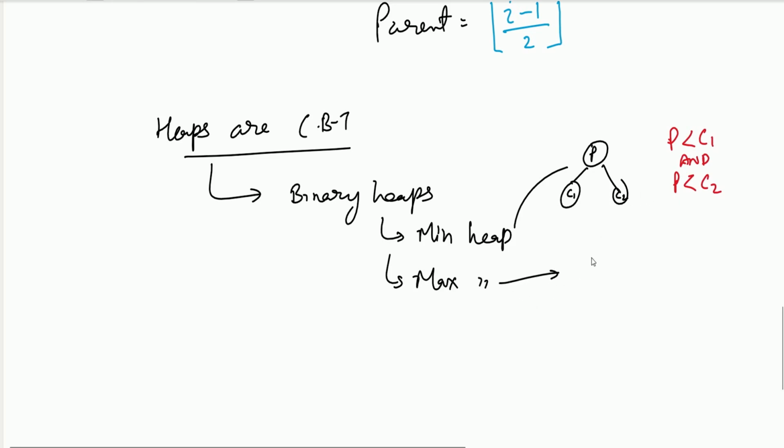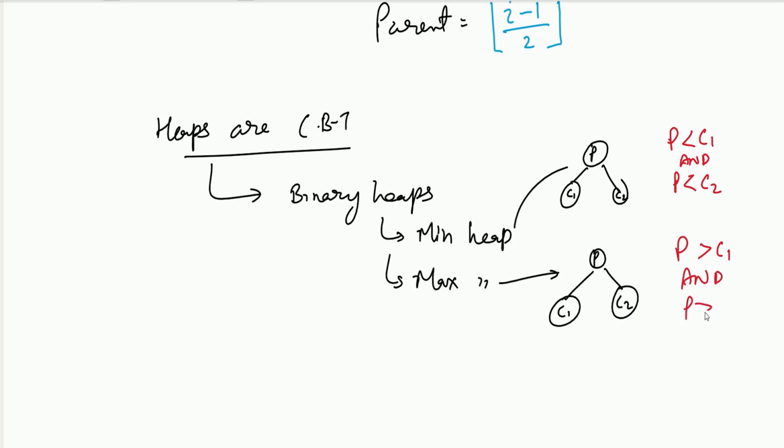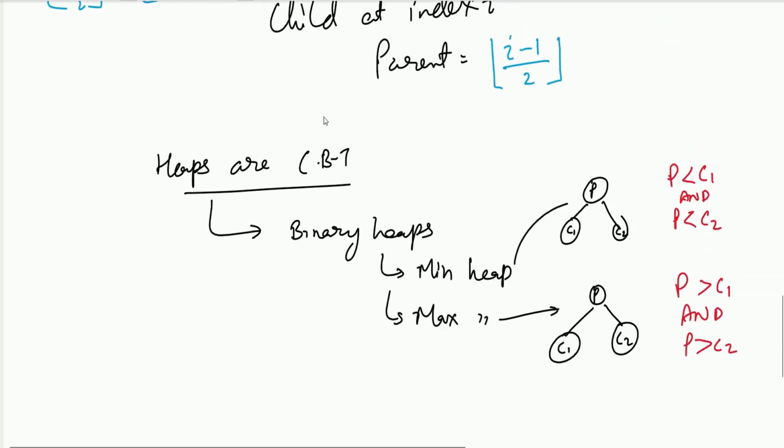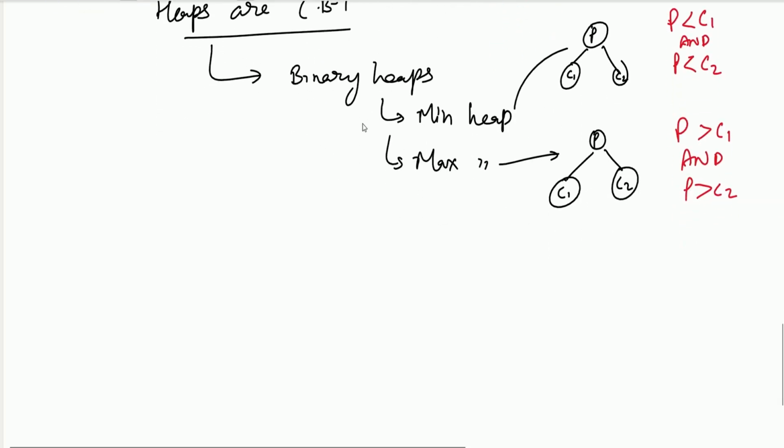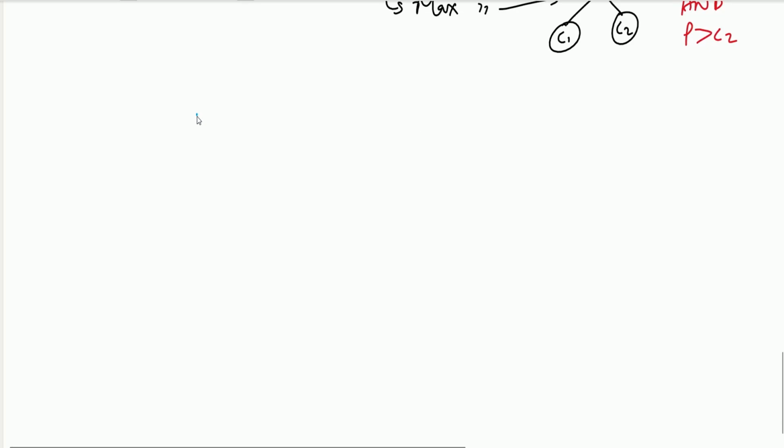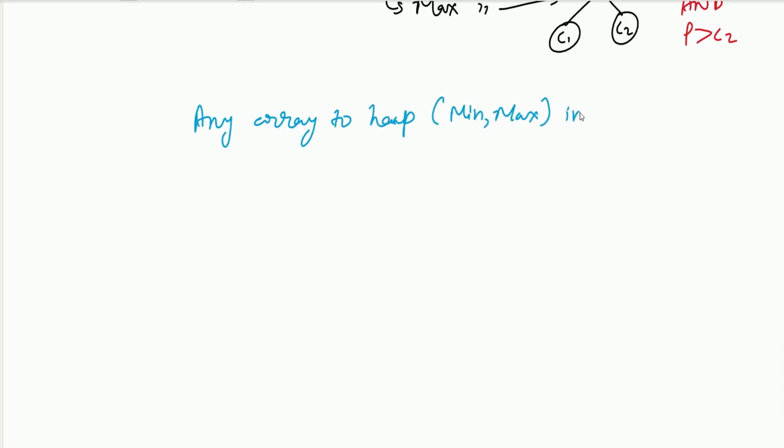And in the max heap, if we have a parent and a left child C1 and a right child C2, then P should be greater than C1 and P should be greater than C2. These conditions are true at every node in min heap and max heap. And since heaps are complete binary trees, they are stored as an array. So we can convert any array to a heap, whether it is min heap or max heap, in order n.